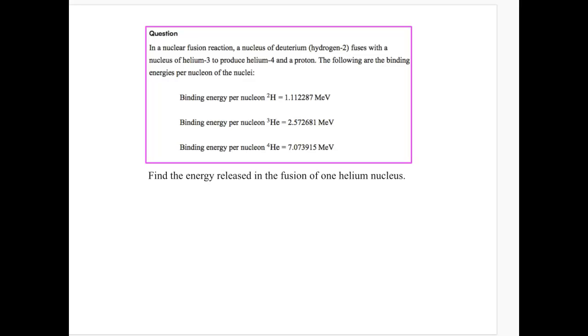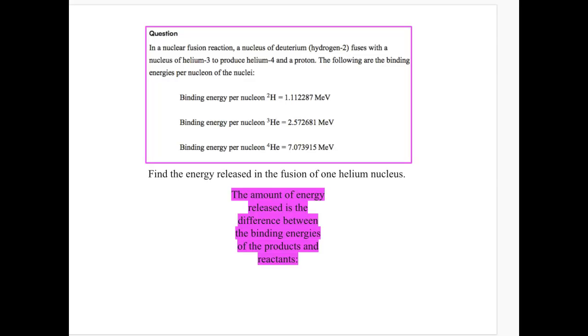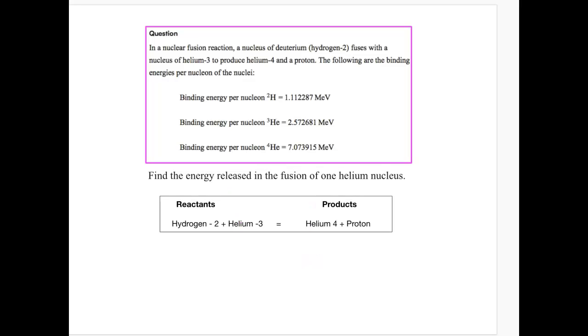In a nuclear fusion reaction, a nucleus of deuterium, hydrogen-2, fuses with a nucleus of helium-3 to then produce helium-4 and a proton. So here are the binding energies, and they are listed below. Now, the amount of energy released is the difference between the binding energies of the products and the reactants. So let's identify the products and the reactants and then calculate their binding energies.